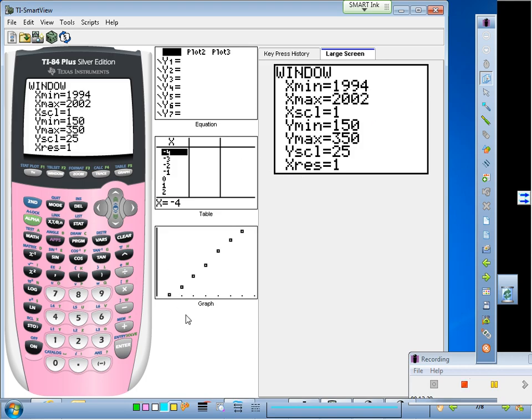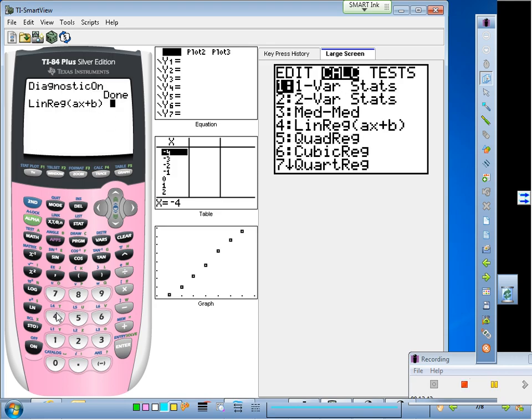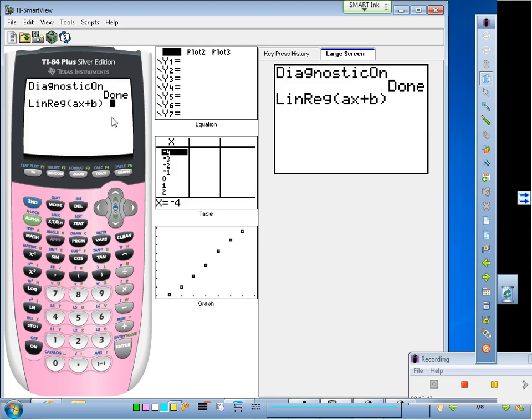Now if I want to do a regression on it, what do I do? Stat, calc. Number 4 is linear regression. Now yours looks different than mine, right? Yours says, I don't know, X list, Y list, frequency, store reg equation. Go down to store reg equation. Store, R-E-G-E-Q. Go down there. Go alpha and F4.